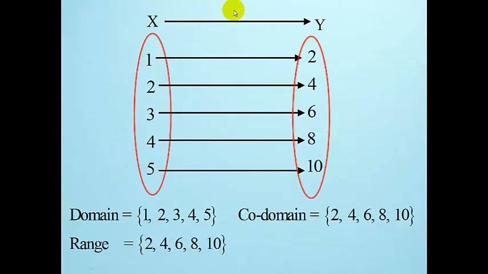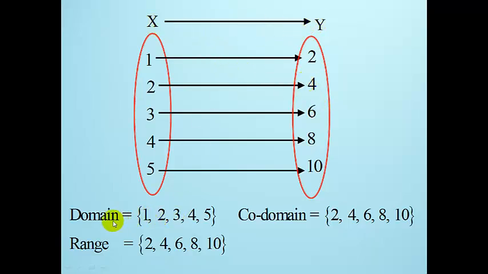Now, considering the relation as shown, X is related to Y. So considering the relation, we can see that 1 is related to 2. 2 is related to 4. 3 is related to 6. 4 is related to 8. And 5 is also related to 10. So we can see that the elements of X are related to the elements of Y. So there's a relation between X and Y.